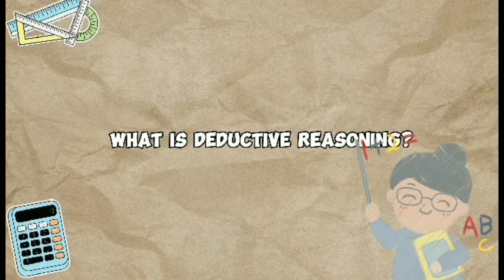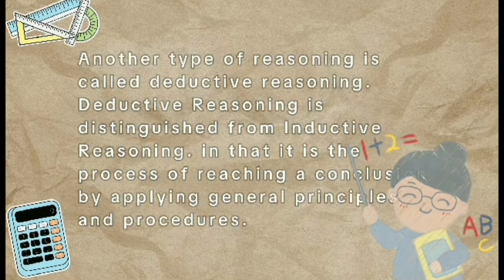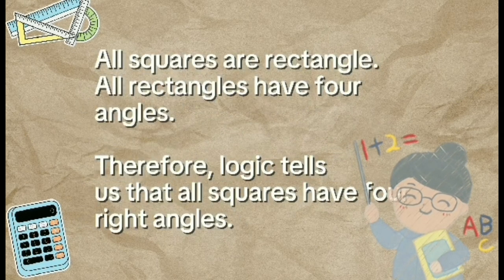So, what is deductive reasoning? Deductive reasoning is distinguished from inductive reasoning in that it is the process of reaching a conclusion by applying general principles and procedures. For example, all squares are rectangles. All rectangles have 4 angles. Therefore, logic tells us that all squares have 4 right angles.